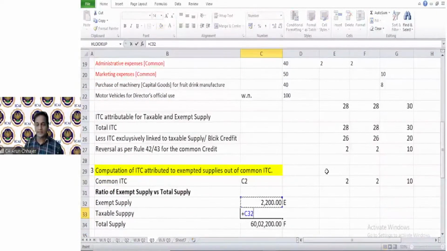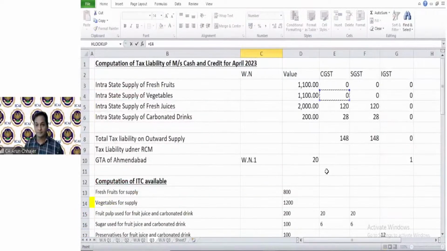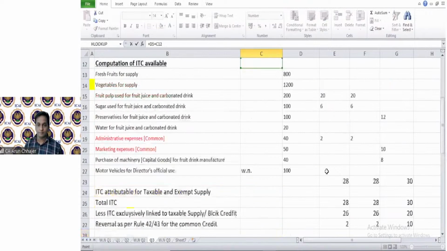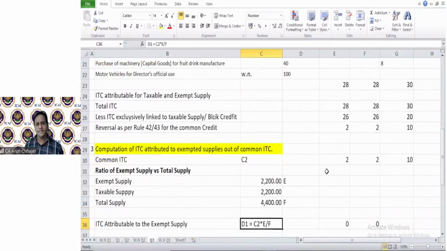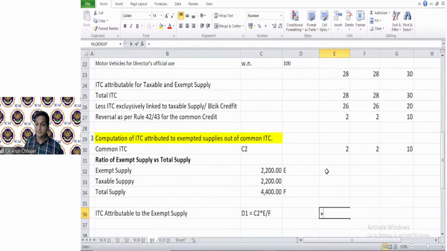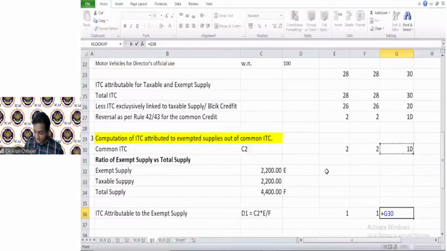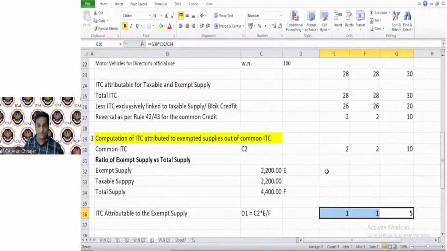What is my taxable supplies? What is my total supply? ITC attributable to the exempt supply. So I can simply say this multiplied by 2200 divided by 4400. Correct now. So this would be one, same amount would come here, and I can also apply same concept, 22 divided by 44, basically 50%.